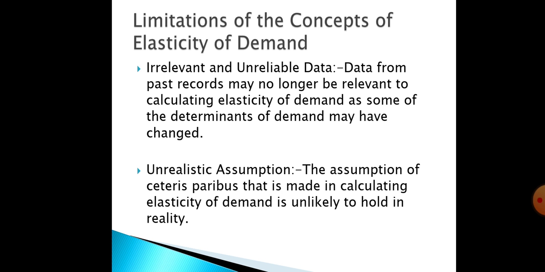Now we come to the limitations of the elasticity of demand. First one, irrelevant or unreliable data. As we know, we have past data, so it may be the case that the same data is not valid in present time. Second, unrealistic assumption. As we know, ceteris paribus means the income, the taste preference, and other things are held constant, so that is something unrealistic. In real life, we see there are a lot of changes in income, taste preference, size of the population, and many more. So this is also an unrealistic assumption.